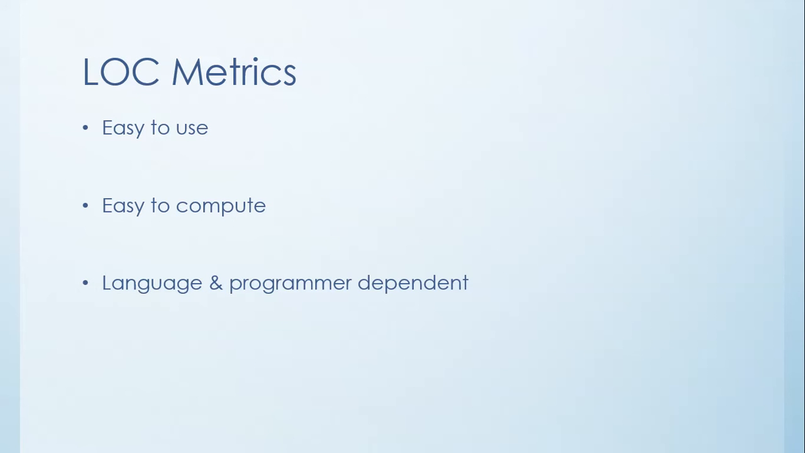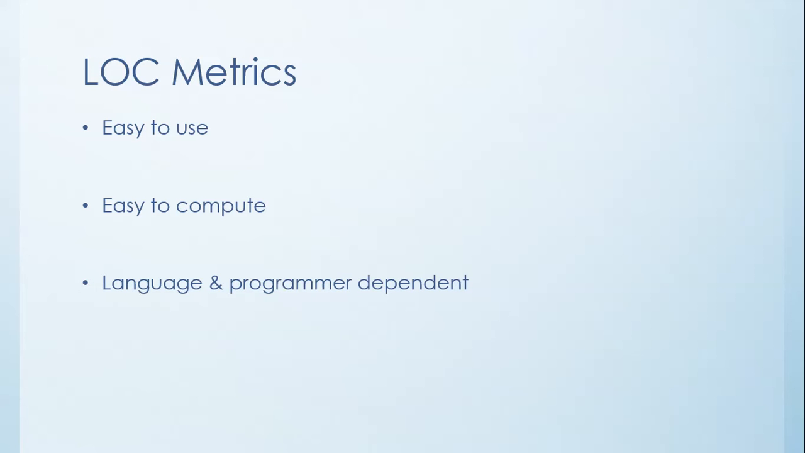So LOC metrics are actually very easy to use and very easy to compute, because they're just written off the edge of your source files. However, they tend to be very language and programmer dependent. One programmer going from using the same programming language as another can write perhaps the software in a shorter, more efficient way than another, and going from one language to another where there's actually more libraries and more features, it might be easier to write it.